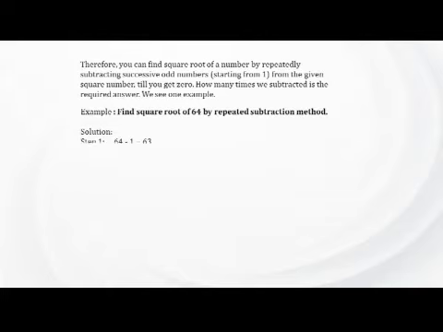Example, find the square root of 64 by the repeated subtraction method. Solution. Step 1. 64 minus 1 is equivalent to 63. Step 2. 63 minus 3 is equivalent to 60. Step 3. 60 minus 5 is equivalent to 55. Step 4. 55 minus 7 is equivalent to 48. Step 5. 48 minus 9 is equivalent to 39.